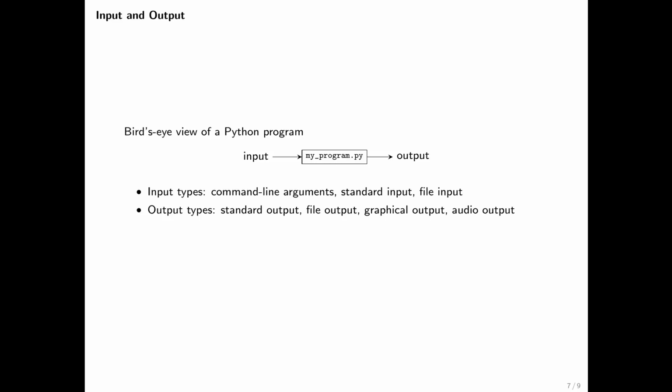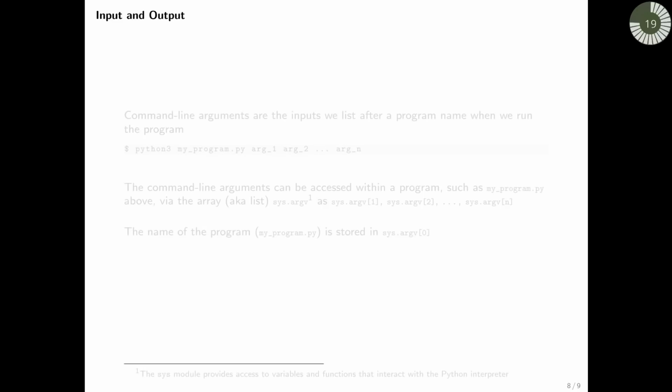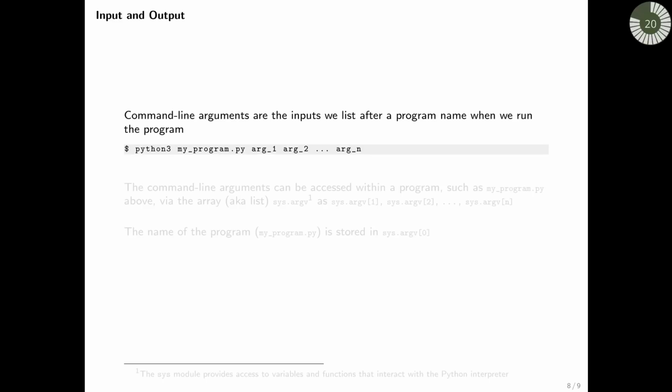These are the different types of input and output that we're going to consider in this course: command line arguments, standard input, and file input for input types, and standard output, file output, graphical output, and audio output for output types. But we're going to start with a very simple type of input called command line arguments. So what are command line arguments?